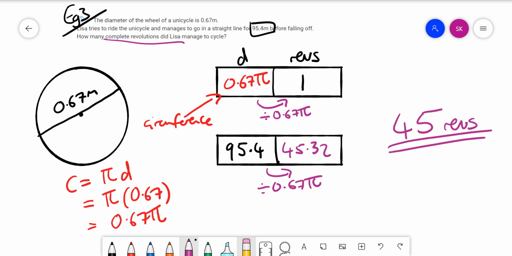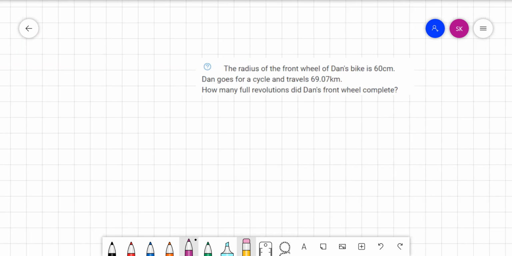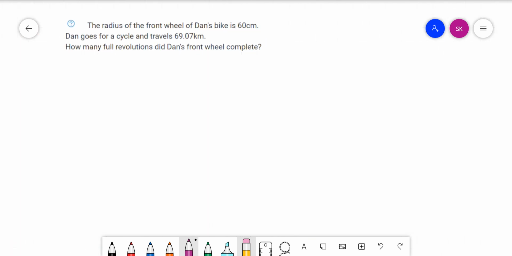So again, pause the video and make any notes that you need to, and press play when you're ready to keep watching. Last example, example 4. Have a go and hit play when you're ready for my explanation.